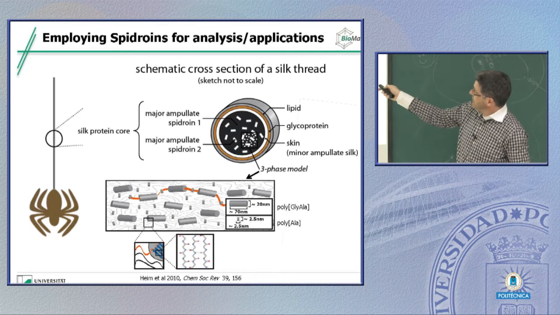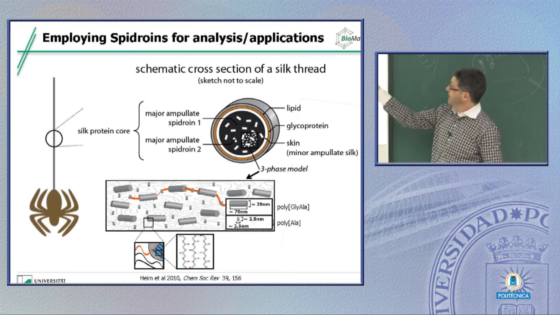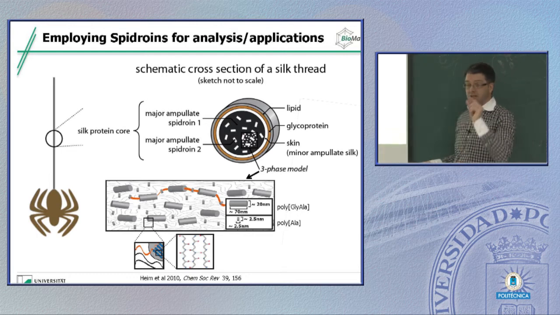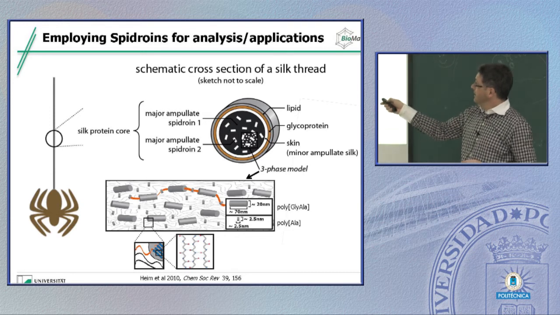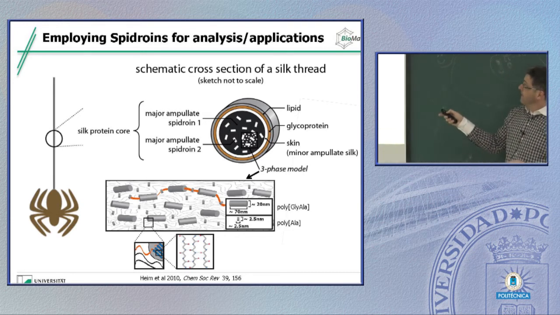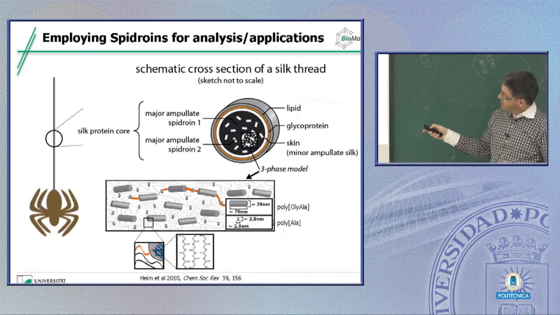It's not to scale because the skin here is much thicker than in reality. In reality, the skin, which is made of lipids and glycoproteins and so on, is just a few nanometers, while the entire diameter is 3 to 4 microns. So it's just a little bit overdrawn here. But what we're interested in is the structure in the middle.